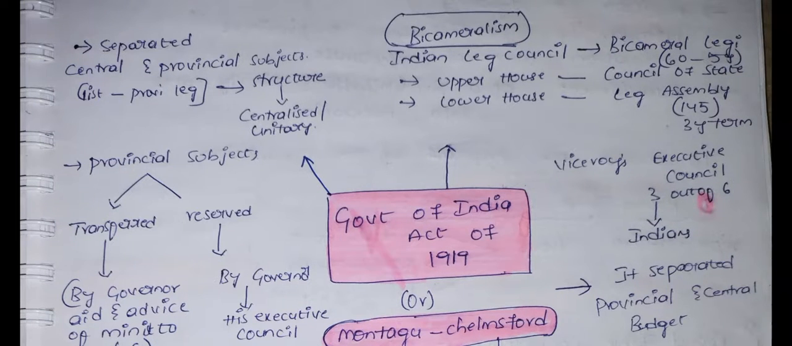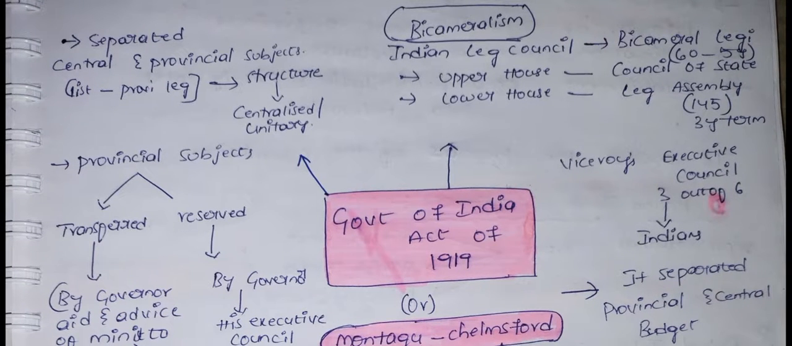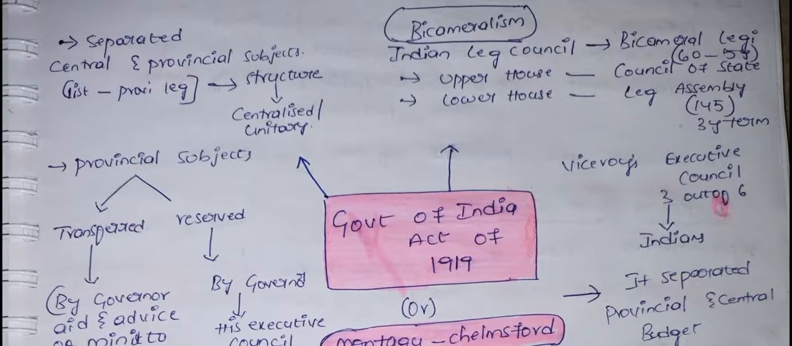According to the Government of India Act 1919, bicameralism was started. The Indian Legislative Council became a bicameral legislature, and there were two houses, an upper house and a lower house. The upper house is also known as the Council of State, and the lower house as the Legislative Assembly. The upper house had 60 members with a term of 5 years. The lower house had 145 members with a term of 3 years. In the Viceroy's Executive Council, out of 6 members, 3 were Indians.